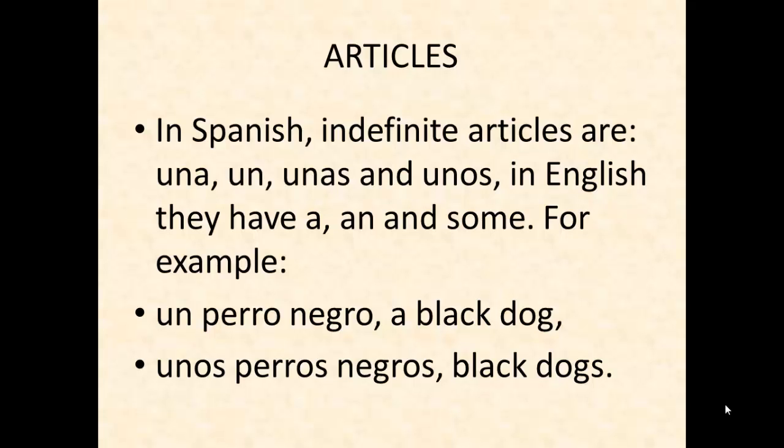Articles. In Spanish, indefinite articles are una, un, unas, and unos. In English, they have a, an, and some. For example, un perro negro, a black dog. Unos perros negros, black dogs.